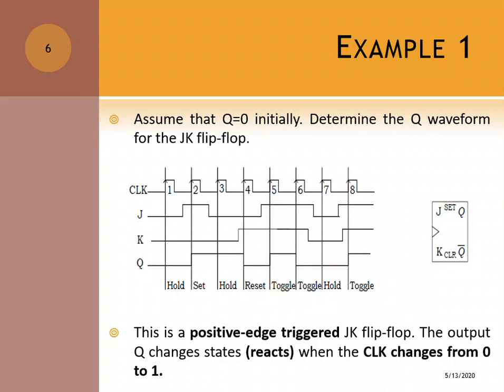Okay. So example, we try to see an example. Assume that Q equal to 0 initially. Determine the Q waveform for the JK flip-flop. So yang ni, the Q waveform is already given to you. Dia dah lukis siap-siap. So kita cuma check je.